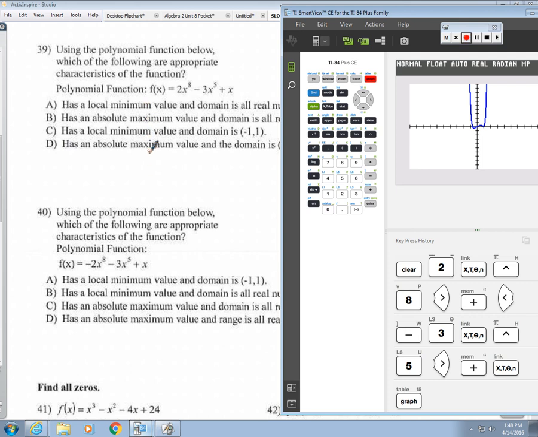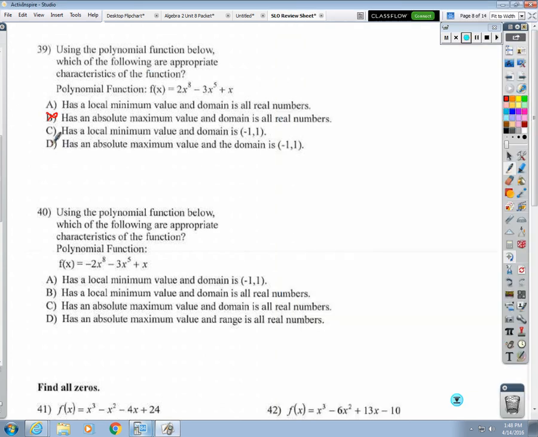Does that have a minimum or a maximum? A minimum. Okay, obviously this is the lowest point. It goes up forever, so does it have any kind of maximum? No, so we can rule out B and C.